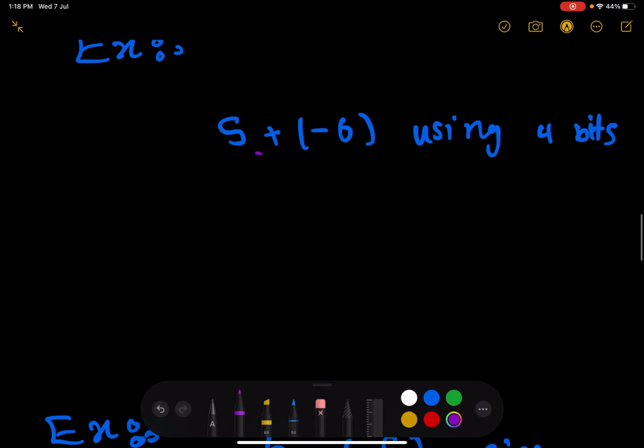So here we have 5 and negative 6. In this case, we're not going to subtract 5 from negative 6. We're going to add them, and to avoid subtraction in binary numbers, we're going to add the 2's complement. That's why it was important to know how to represent negative numbers in the binary system using 2's complement. So let's convert these from decimal to the binary system.